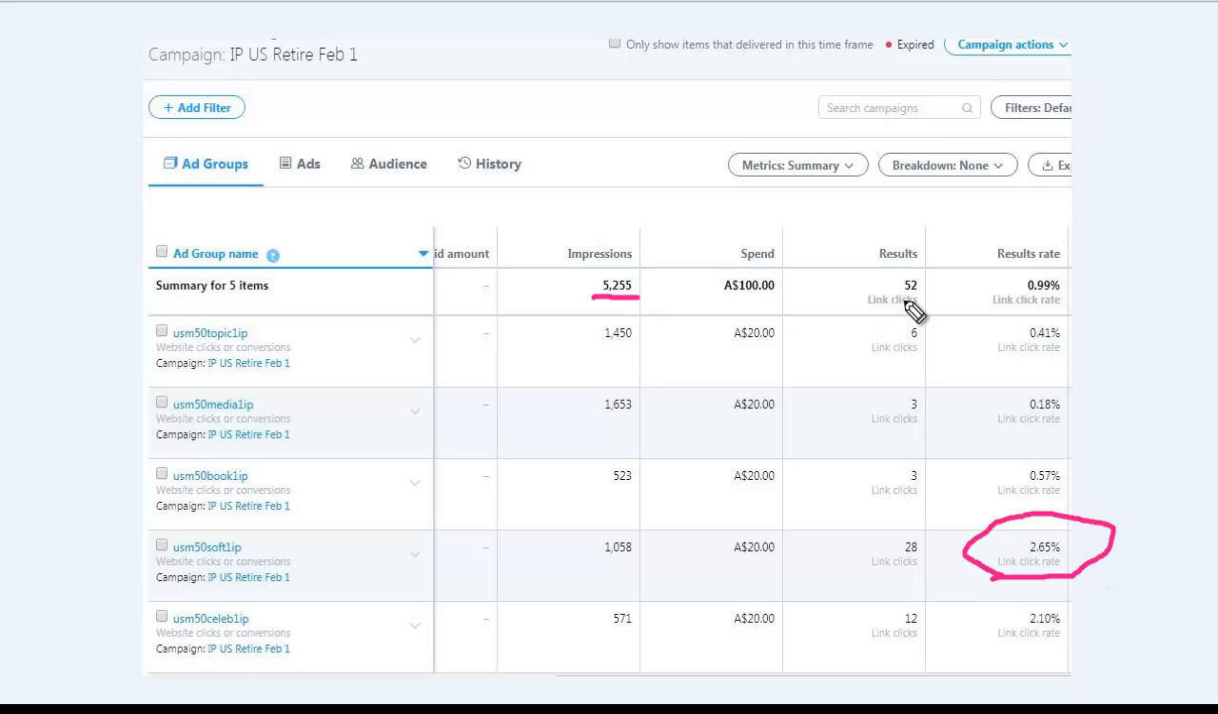Well, there's the 5255. I got 52 link clicks. The highest link click rate was 2.65%. So 1,000 of these 5,000, so 20% of them produced more than half of the clicks, so 28 clicks. The second highest, so this category here was software. Second highest with 2% conversion was males following those retirement gurus or those retirement leaders. And all the rest are well below 1%.